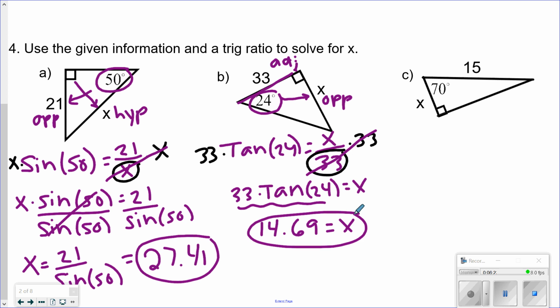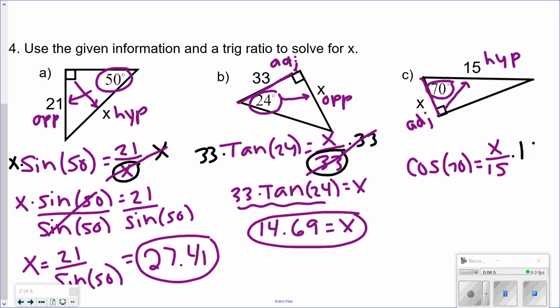All right, part C. Here's my angle measure. So I notice that x is going to be adjacent, and 15 is across from the 90-degree angle, meaning it's the hypotenuse. So this time I'm going to use cosine. So cosine of 70 is equal to adjacent over hypotenuse, so x over 15.